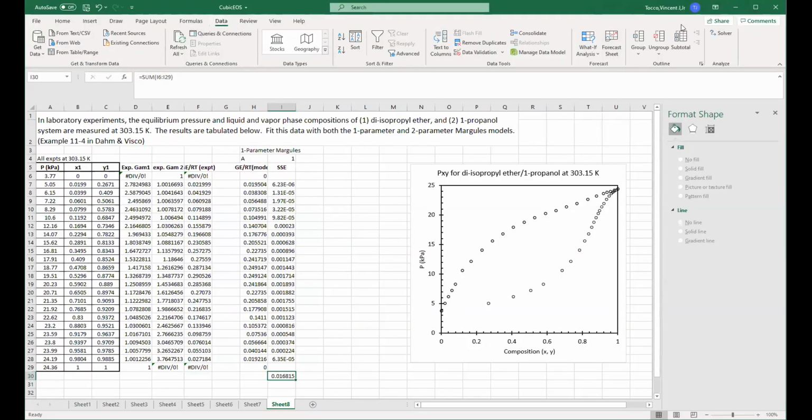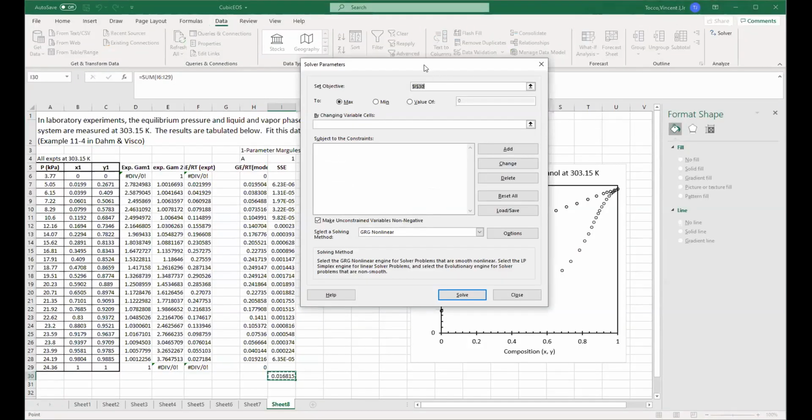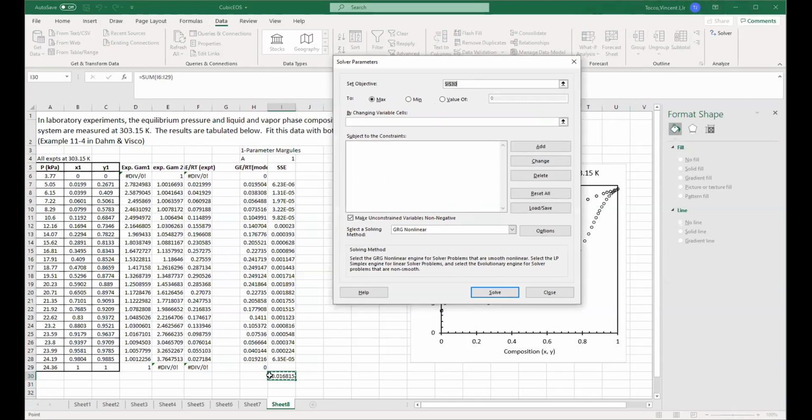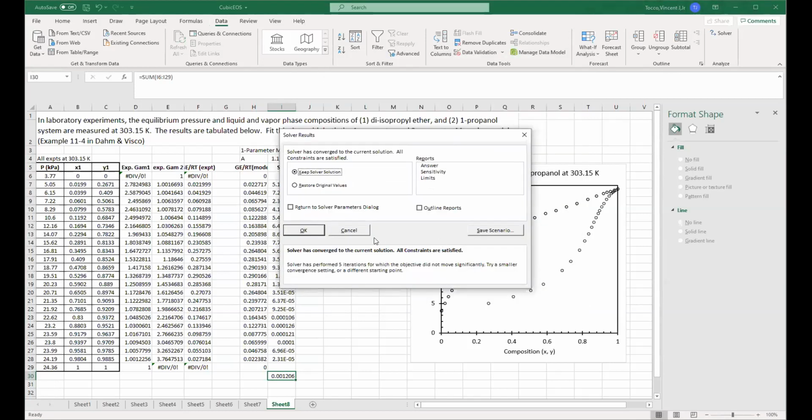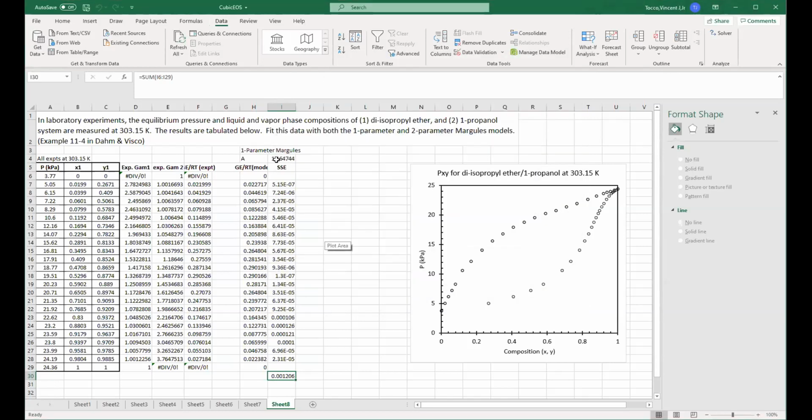So this is under Data again, and Solver. I want to set my objective, which is in cell I30, to be a minimum by changing the variable cell in the parameter A box. And I do not want to make unconstrained variables non-negative. I want to solve. And voila, I've got an A value of 1.164, which is exactly the same thing as the textbook examples had of 1.165. So this is the 1 parameter Margules that I would see.